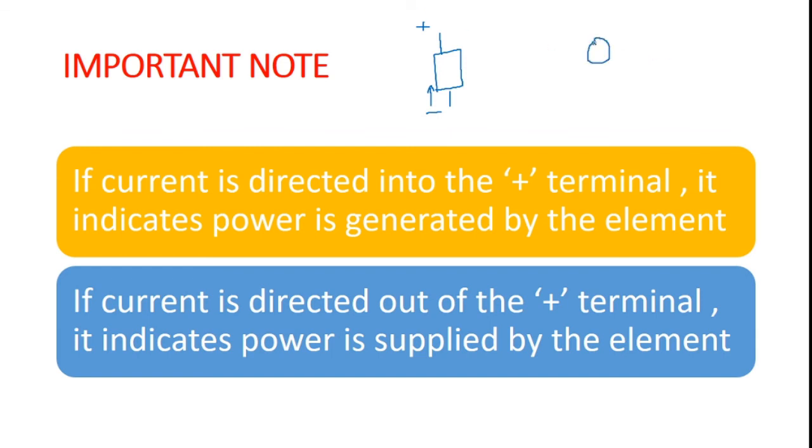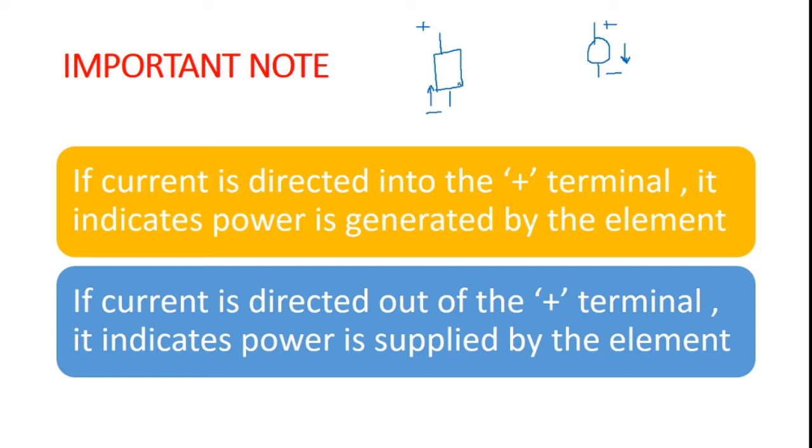Whereas, let me take another element. Let me have it like this. Let this be positive and let this be negative. Now, when current is directed out of the positive terminal, coming out of the positive terminal, then it indicates power is supplied by the element. So if the direction is outside the positive terminal, then this element absorbs all the power and only the balance power will come out. Whereas if it is towards the positive terminal, then this element generates the power required to run the circuit.